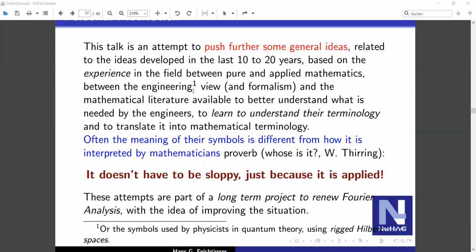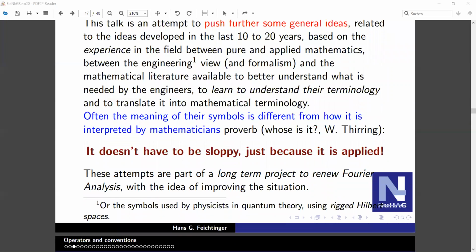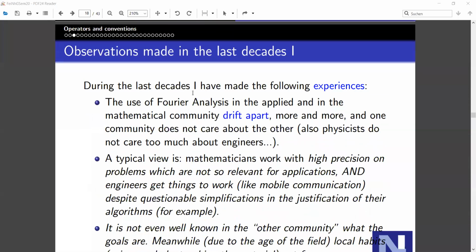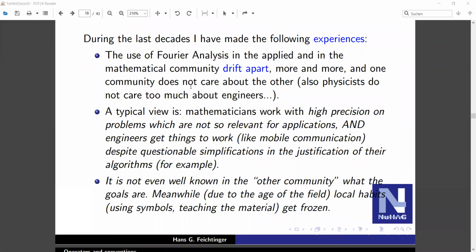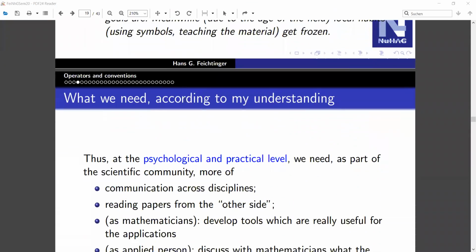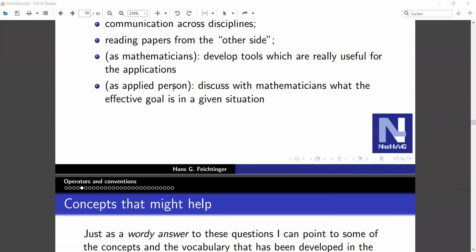So I just want to read this one statement, and I must say I don't know who was doing it, but it would fit as a statement of Walter Thirring, the big guy of theoretical physics in Vienna. It doesn't have to be sloppy just because it is applied. So, I mean, my attempt is to renew Fourier analysis in such a way that it can be useful for engineers and physicists, and still be mathematically correct.